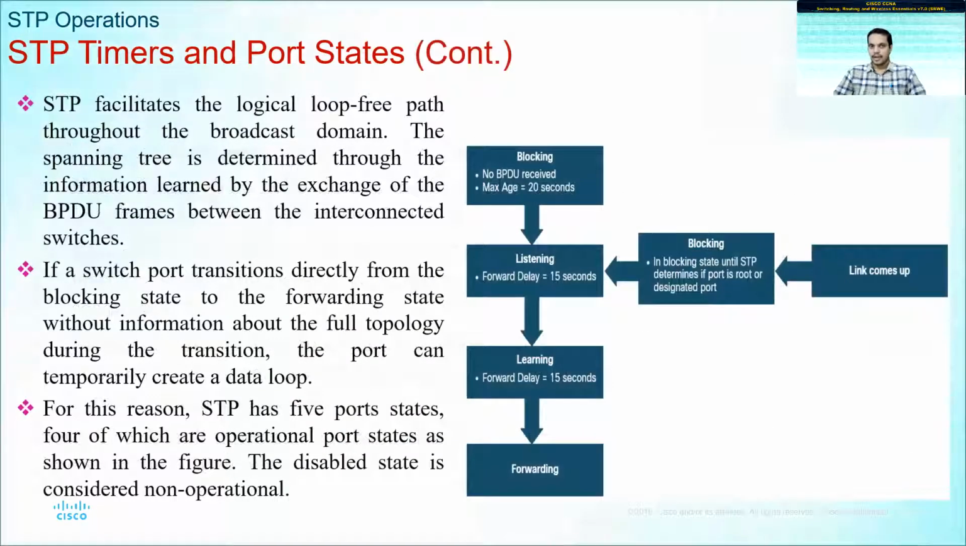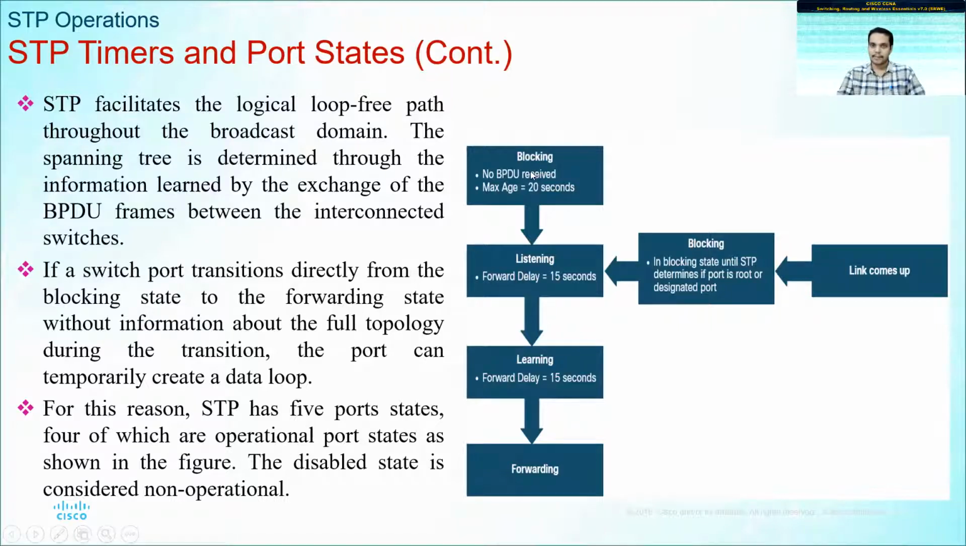Check it out here. Now, STP facilitates a logical loop-free path throughout the broadcast domain. So how does it do this? It exchanges BPDUs between the switches to elect the root bridge, to elect the root ports, to elect the designated ports, and then block the alternate ports. For this to happen, it takes a little bit of time. There is some delay attached to it. If a switch port transitions directly from the blocking state to the forwarding state without any information regarding the full topology, it might create a temporary loop. So for this reason, to make sure that loops are not created, we have 5 port states. Even though it's showing 4 here, we have 5 port states.